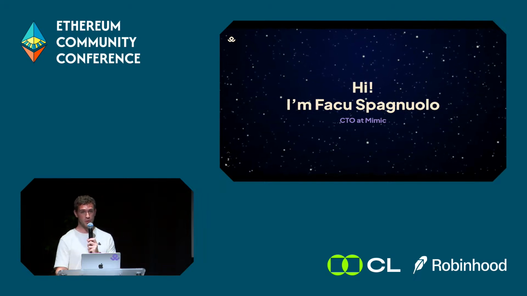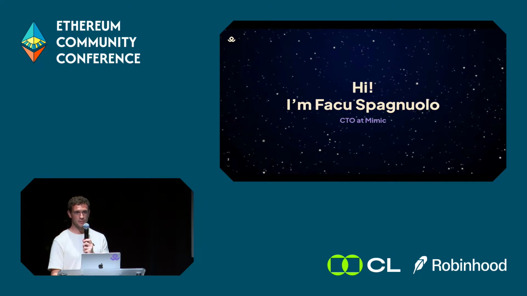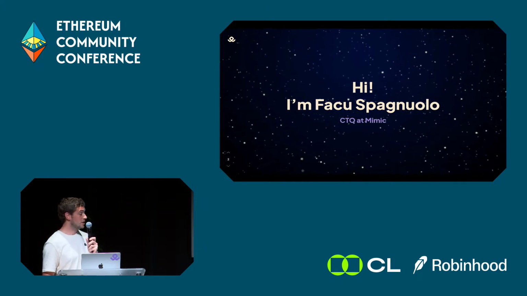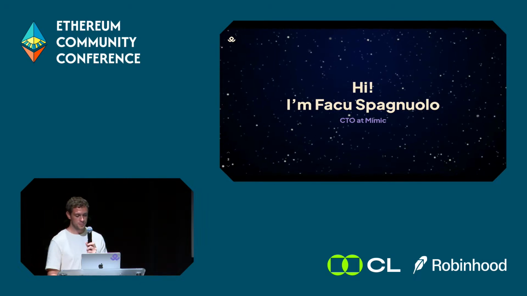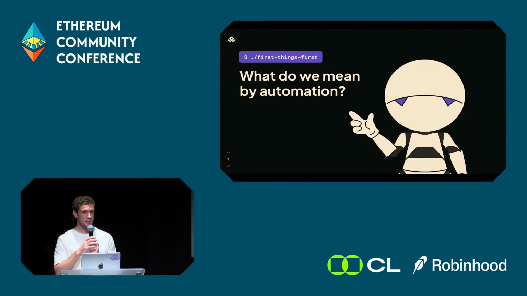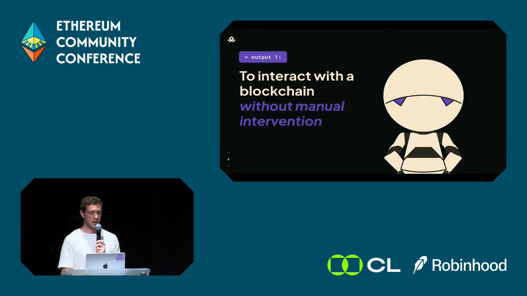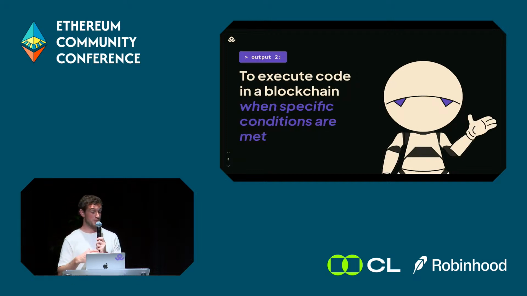We've been doing automation for a while. I've been contributing in this space for the last 8 years, I think, to many different projects, but we've been doing mostly automation at Mimic since we started it 4 years ago. So let's start with the beginning. What do we mean by automation, just to be all of us on the same page? Maybe in a generic way, we could say it would be like interacting with the blockchain without any manual intervention. But if we think about it from the developer perspective, we could say it is trying to execute code on the blockchain when certain conditions are met.